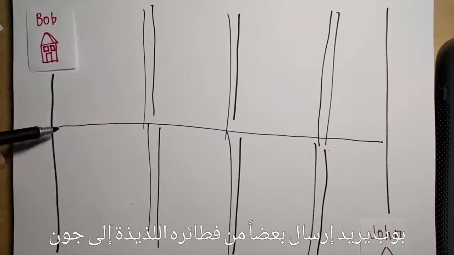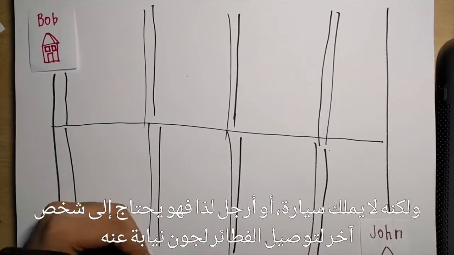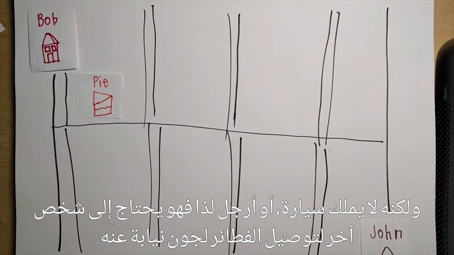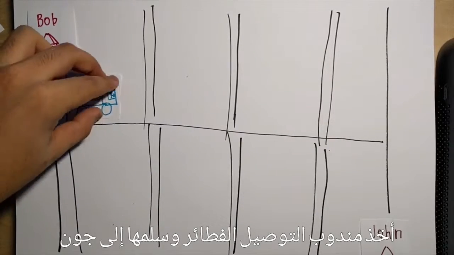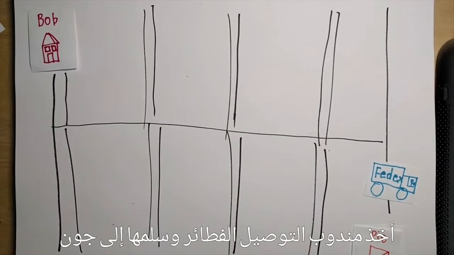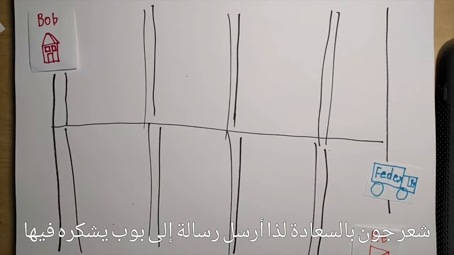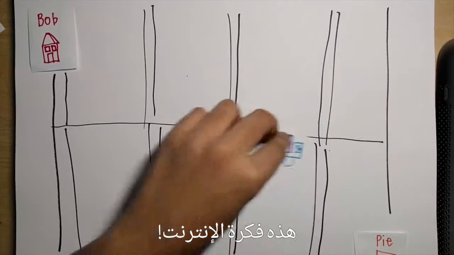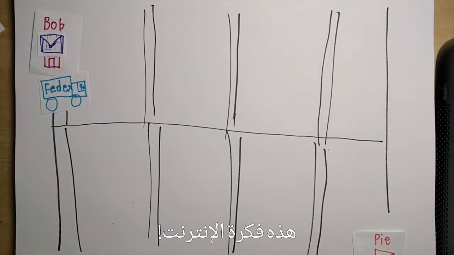Bob wants to send some of his delicious pies to John, except he doesn't have a car or legs, so he has to have someone else deliver it for him. The mailman comes, takes his product, and delivers it to John. He's happy, so he sends a letter of thanks back to him. That's, in its essence, how the internet works.